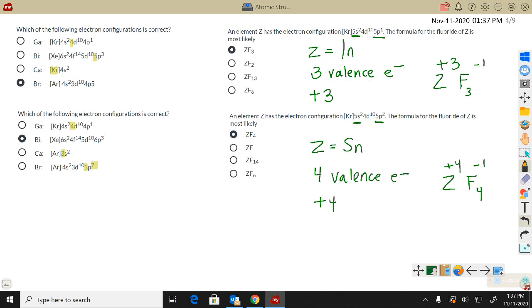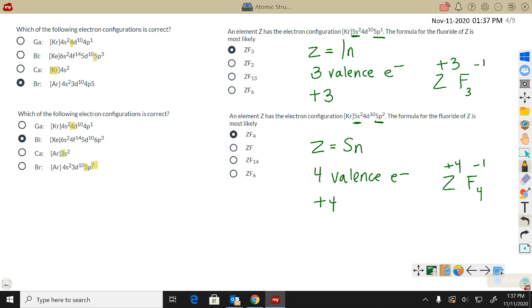Which of the following electron configurations is correct? I kind of highlighted things that were incorrect. So gallium, that should be the 3d. In bismuth, after the 5d, I should go back to the 6p. If I were doing a noble gas shortcut for calcium, I'd have to use the previous noble gas, which should be argon. But bromine is right. Argon, 4s2, 3d10, 4p5.